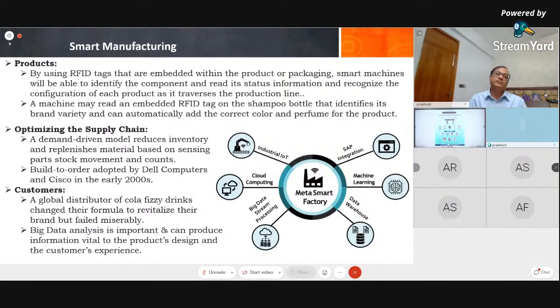So the products need to be smart, and we also need to optimize the supply chain. Basically, whatever we produce should be demand driven, and we want to reduce the inventory and the replenishing. So it is also possible, again, based on this CPS concept of products, where the CPS can perceive through sensors and can act upon. Now, there's a very interesting example of such a concept implemented in two different industries. One was Dell Computers, and the other one is Cisco. So they started implementing the concepts of Industry 4.0.